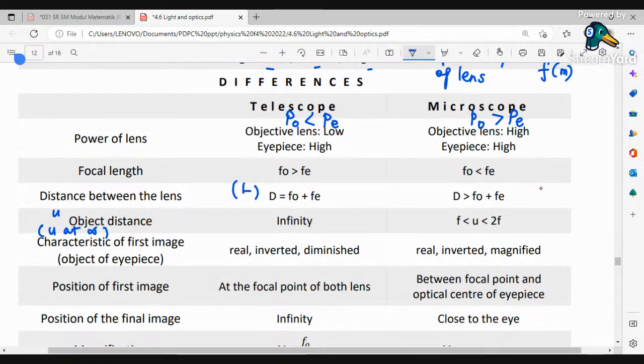Okay, kenapa dia tulis dua-dua ni high. Okay, betulkan ni silap sikit. So focal length FO less than FE. Separation distance between the two lenses D more than FO plus FE. The first object is placed between F and 2F. So the first image formed, ini first image I1. Okay, I1 first image, real, inverted, magnified.